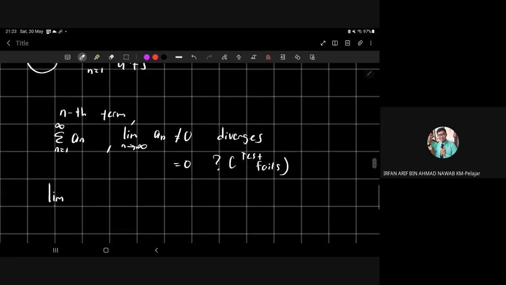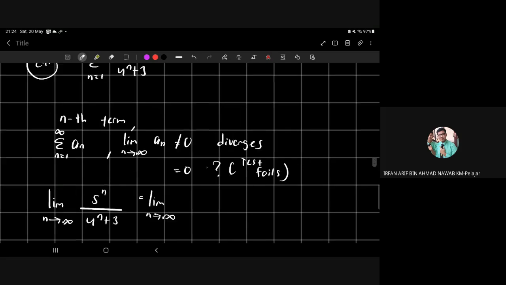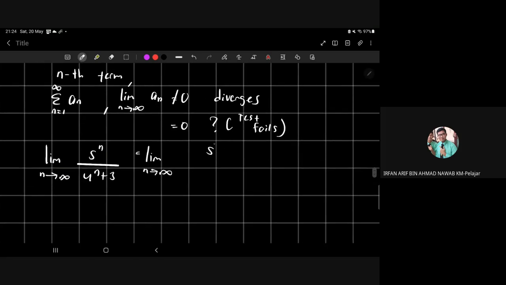Now, writing this first, taking the limit of 5 to the power of n over 4 to the power of n plus 3. Now, the doctor did mention on how to solve it: you divide all the terms by the highest power, the highest value of term in our denominator. Anyway, the denominator's highest value will be 4 to the power of n. So by dividing all terms with 4 to the power of n, we are left with this.